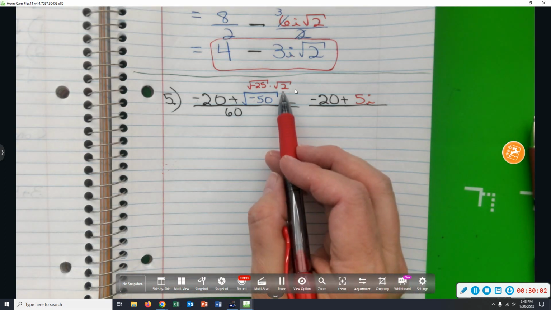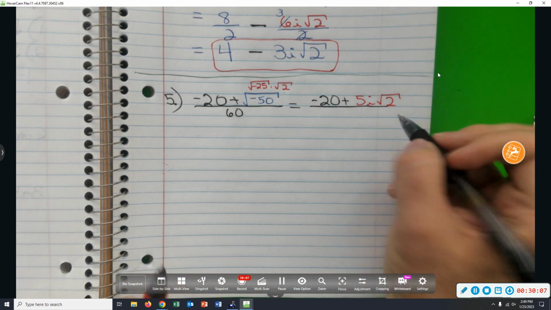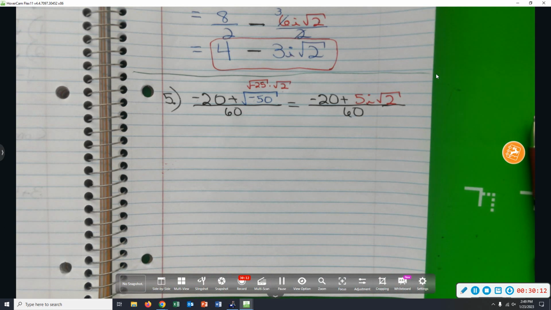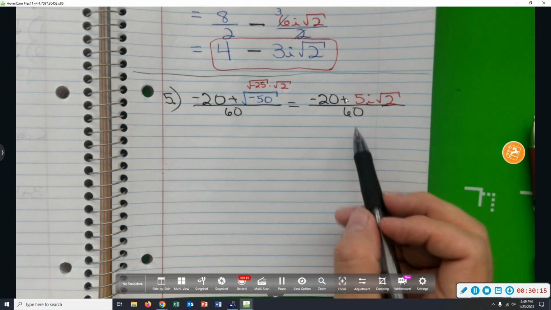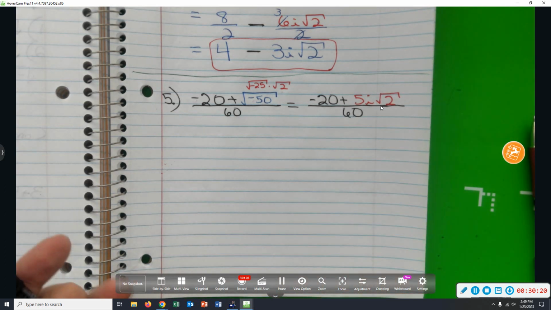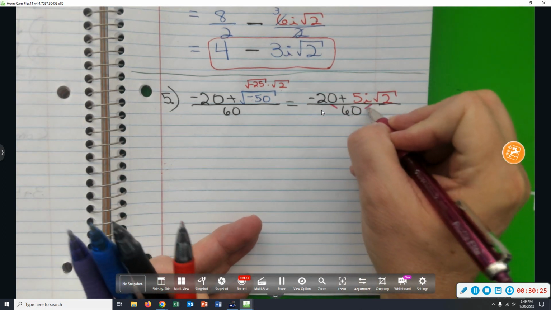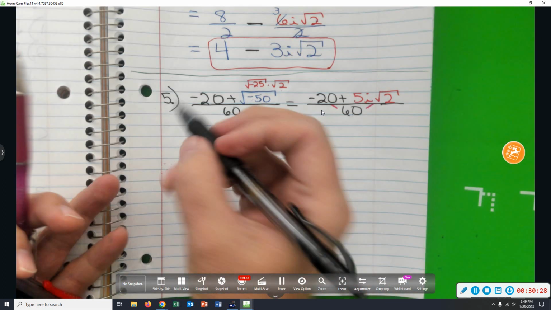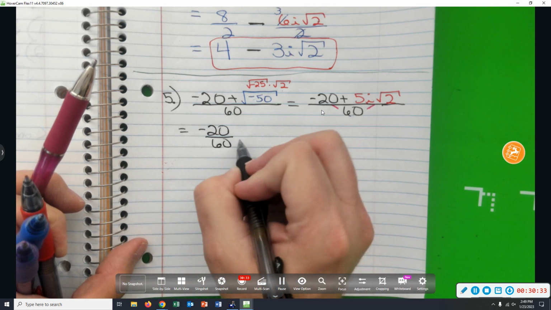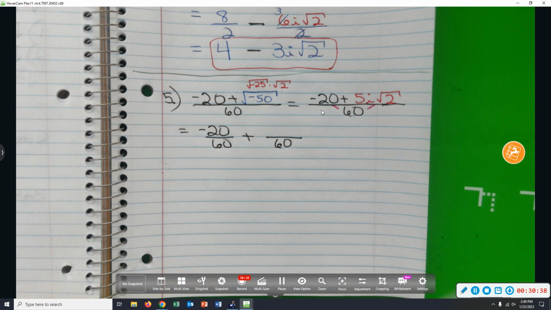What do we do with this? Just bring it down as the square root of 2. And then it's still over 60. If you have a sum or difference divided by an integer, you split it up: negative 20 over 60, and 5i square root of 2 over 60. You're going to have a fraction in your answer. Maybe 2 fractions.